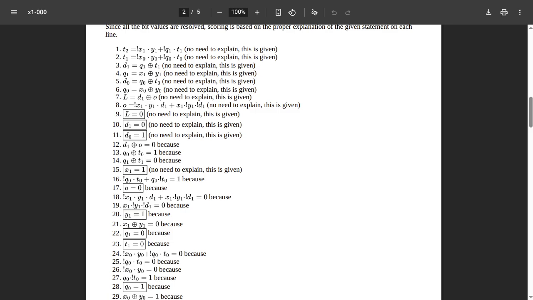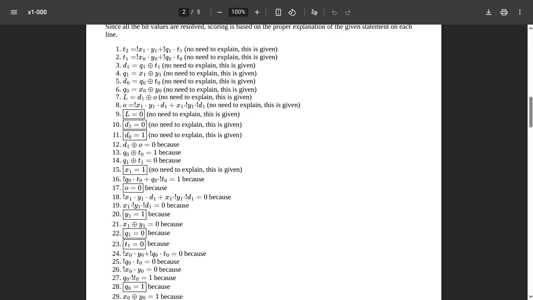And then for 23, we can consider anything that has T1 in it. So 14 has T1 in it. 22 says what Q1 is, and that will make a conclusion about T1. So those two will explain 23. So 22 and 14 together will explain 23.